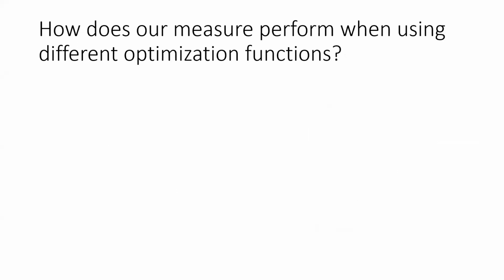Okay, great. So now we also want to show you how our measure performs when we use different optimization functions. For all the previous results, we've just used modularity for simplicity. But here we want to show how our distance value differs when we use modularity, and we're also going to use stability and infomap.